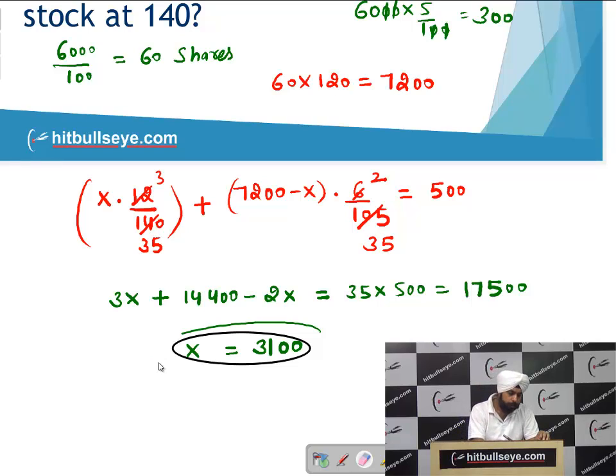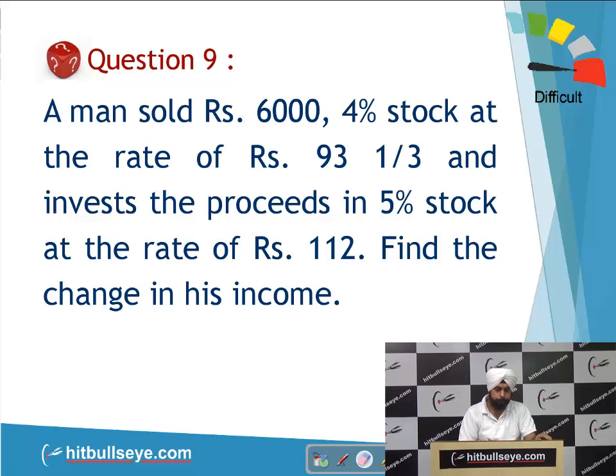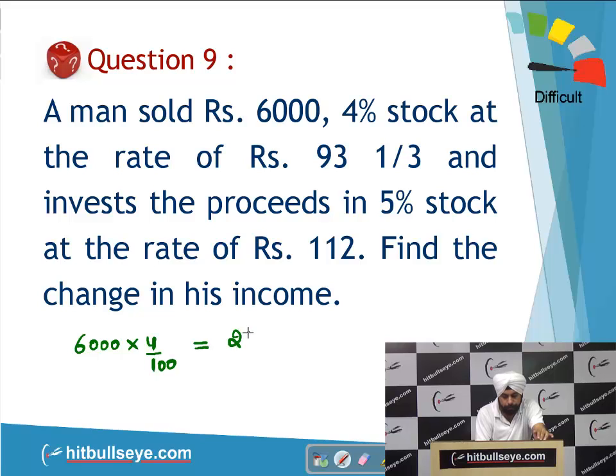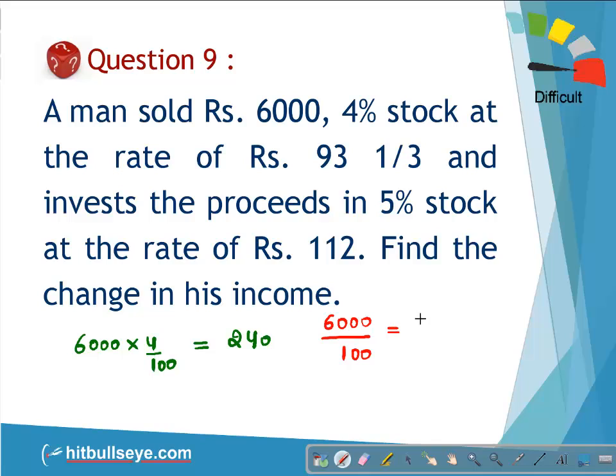Now let's move and have a look at one more question. This one. Now here again it's a 6,000 stock, students. Now this is a 4% stock. So what would be his income in this case, students? Hope you are understanding this question. 6,000, 4% basically becomes 240 rupees. Now student, he sells again as per the last question we learnt. 6,000 stock means he has 6,000 by 100, that is 60 shares.